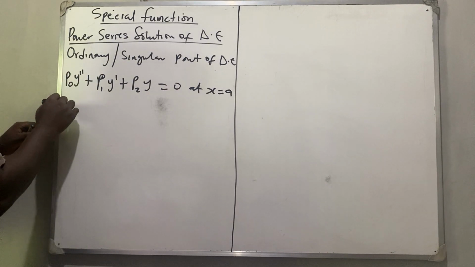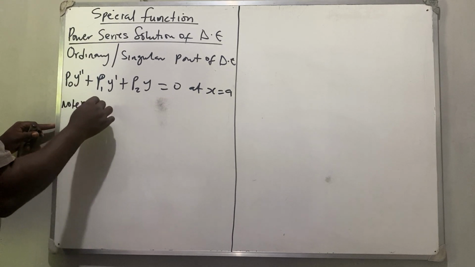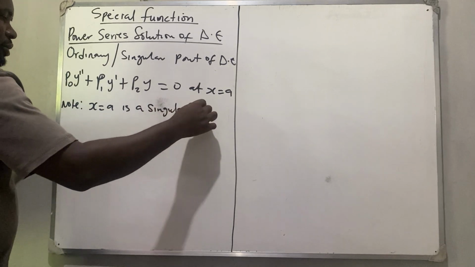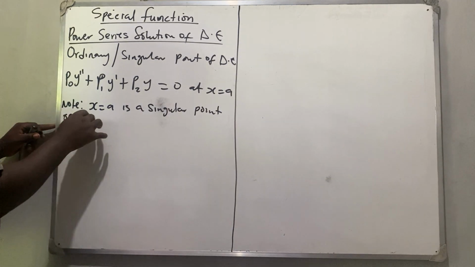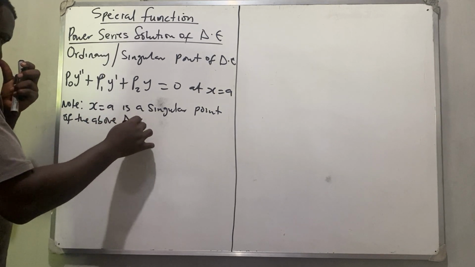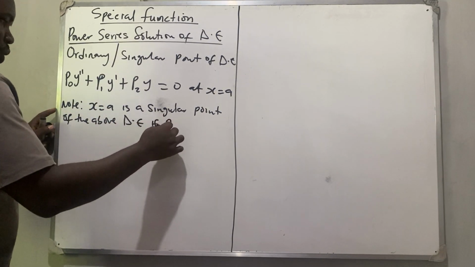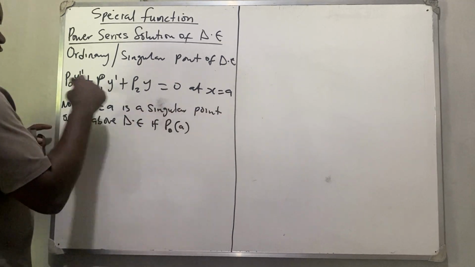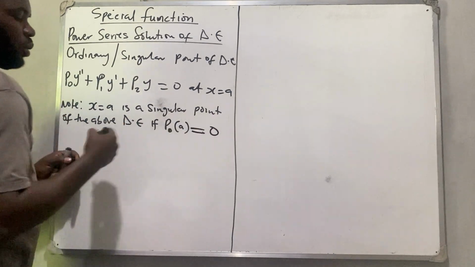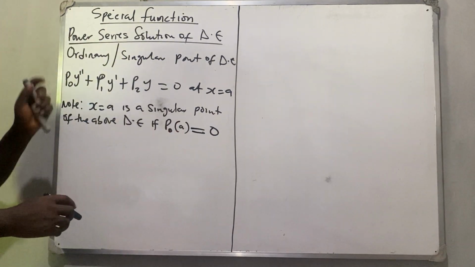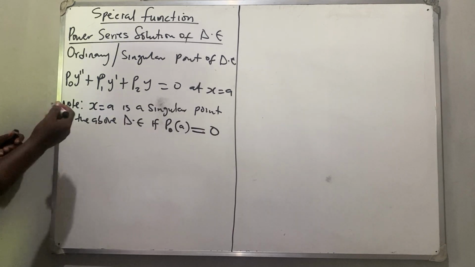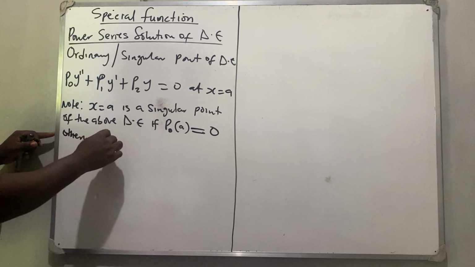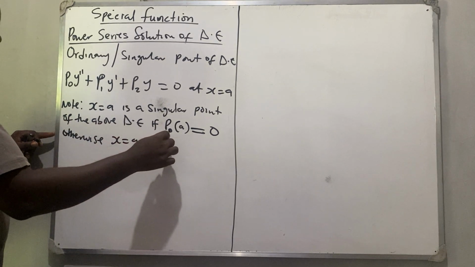So we should note that x equal to a is a singular point of the above differential equation if p0 of a, that is, if I substitute a into p0, is equal to 0. So if it's equal to 0, it means that it has vanished, and vanishing means that it is a singular point. Otherwise, x equal to a is an ordinary point of the differential equation.